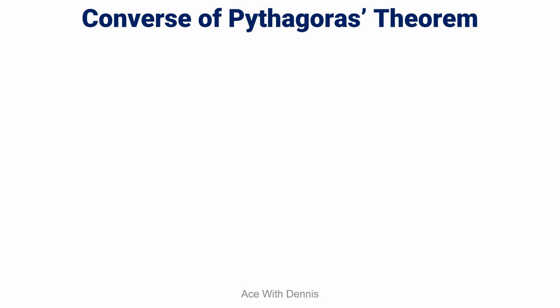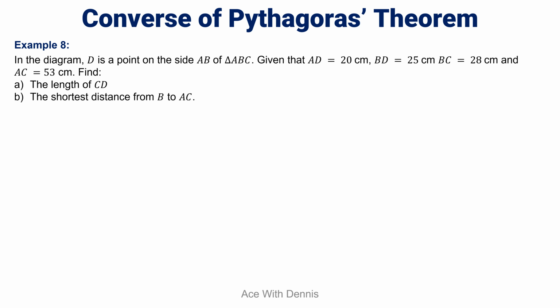Now, let's end the lesson with this last example, example 8. In the diagram, so here's the diagram. D is a point on the side AB of triangle ABC. Given that AD equals 20 centimeters, BD equals 25 centimeters, BC equals 28 centimeters, and AC equals 53 centimeters. Find A, the length of CD, and B, the shortest distance from B to AC.